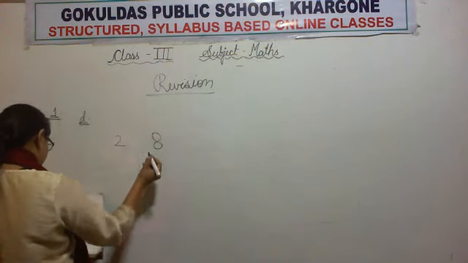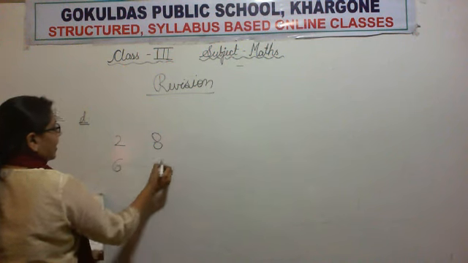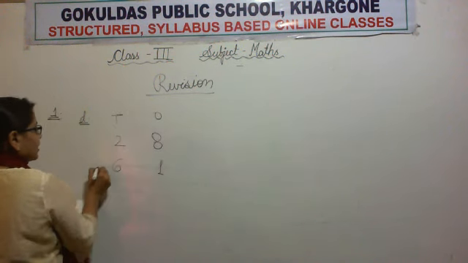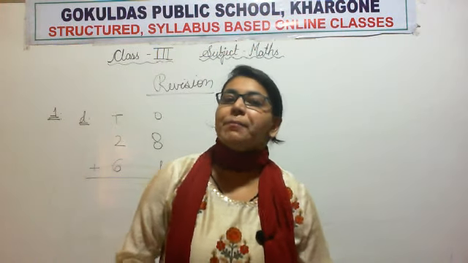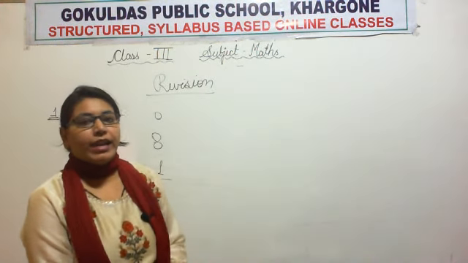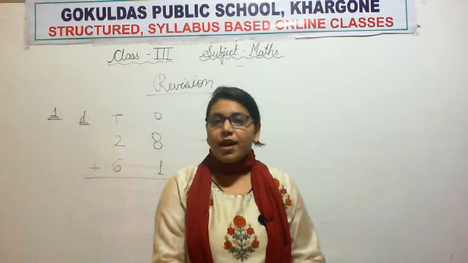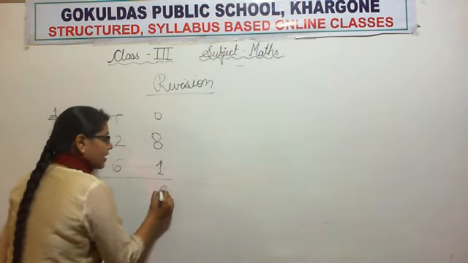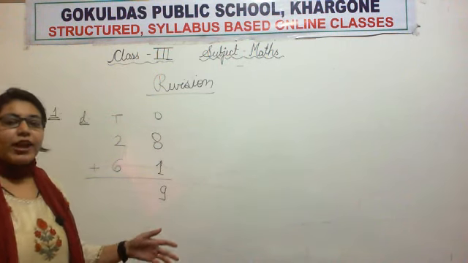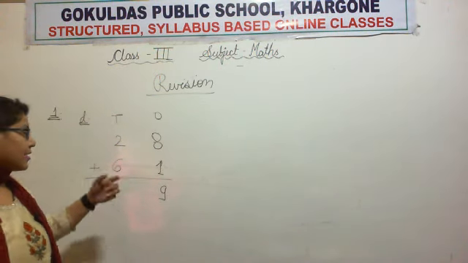28 and 61. Again we will write the sentence first. 1 is there. So remember the successor property. Whenever 1 is added to any number, it gives its successor. So what is the successor of 8? 9. So we will simply write 9 without drawing sticks.